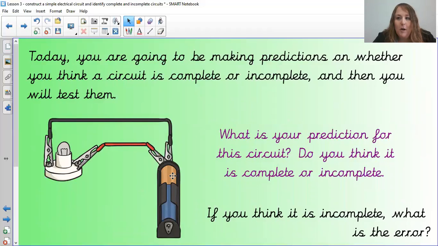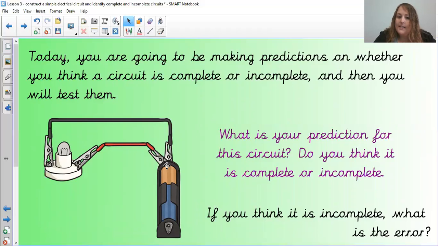Okay, so today you're going to make some predictions on whether you think a circuit is complete or incomplete, and then you will test them. And remember, even though I'm not going to be able to give you the wires and the bulbs and things that I have ready in the classroom, I have found a cool website that's going to let you do the same. Having a look at this circuit here then, what would your prediction be?